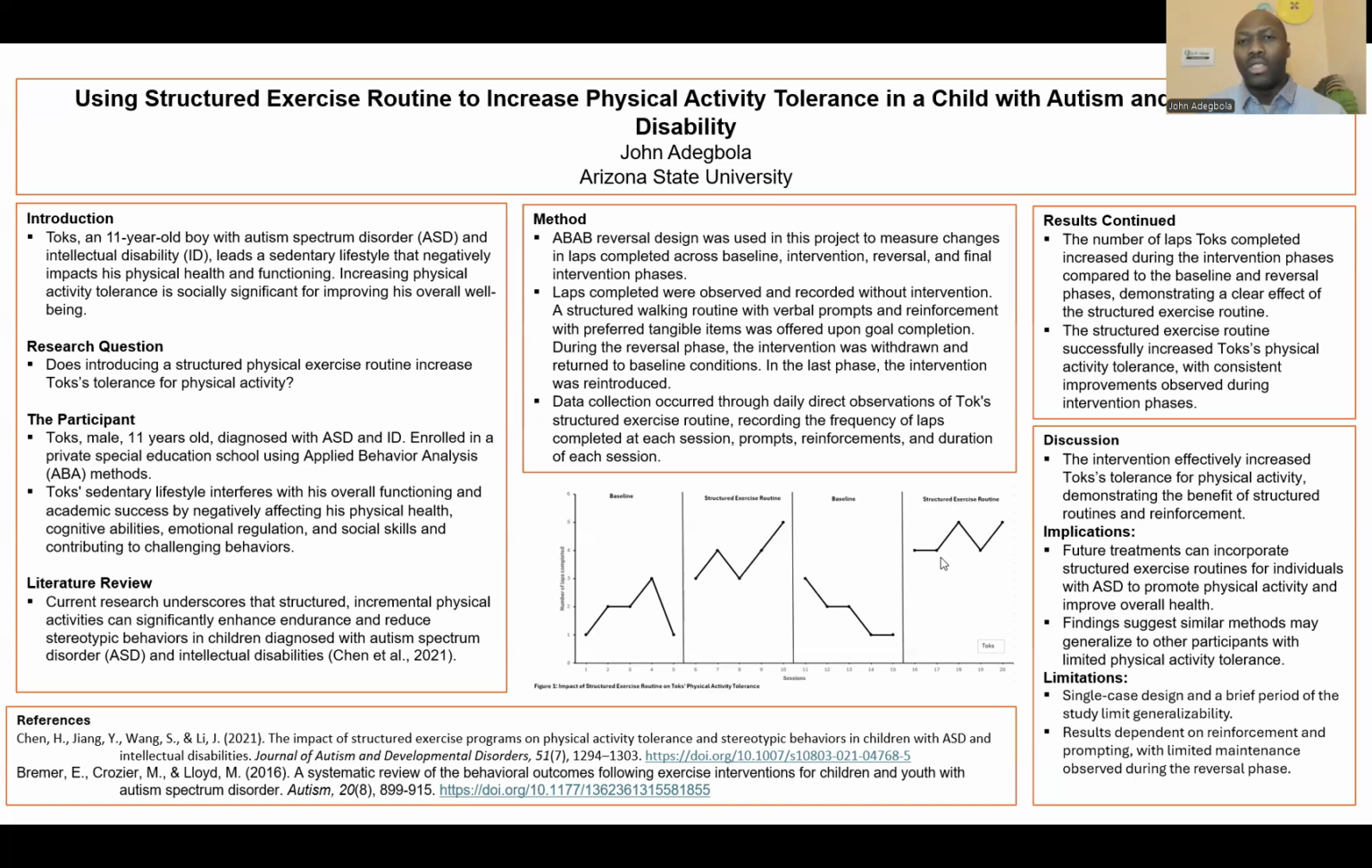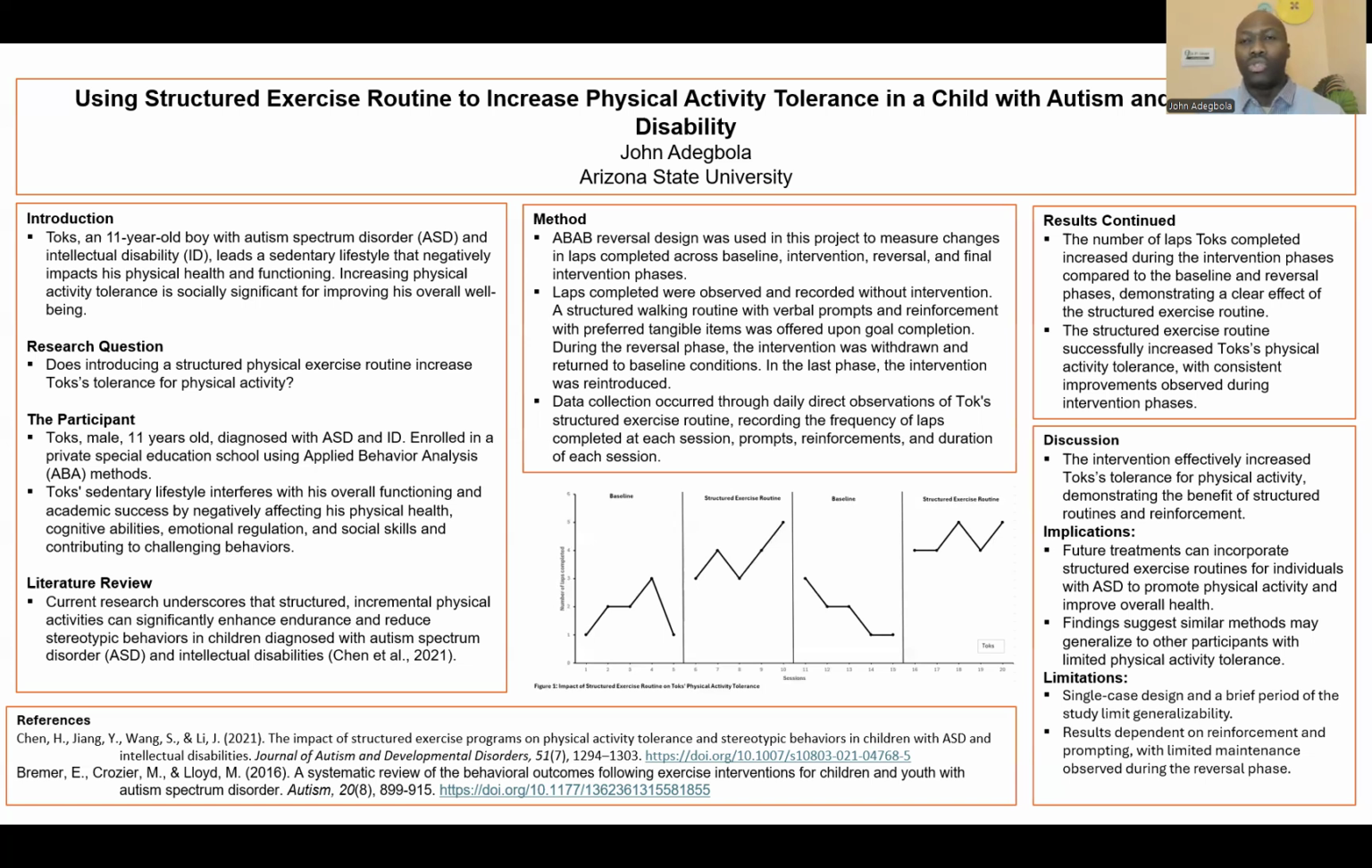Now, when the intervention was introduced at the last phase right here, the final B phase, you saw that from here you have 4 laps at 2 sessions, and it went to a peak of 5 laps. It dropped to 4 laps and then another 5 laps here. So he was able to attain 5 laps 2 times during the final intervention stage.